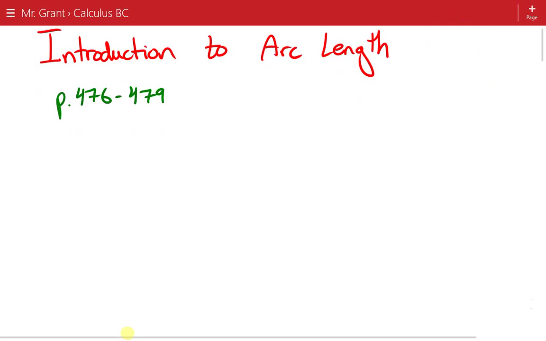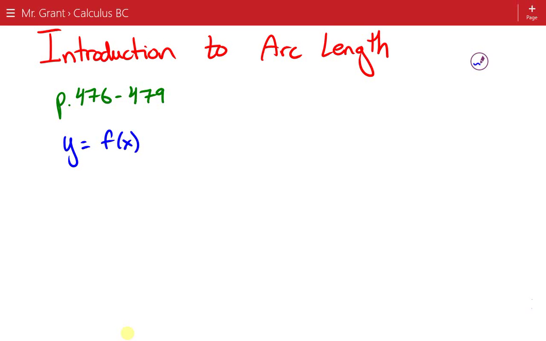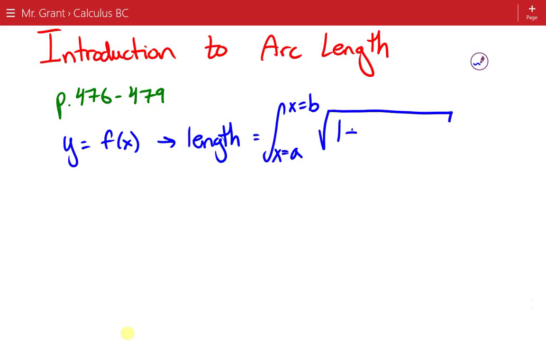It says to find the length of an arc of a graph, if your formula is in the form y equals f of x, so y equals some sort of formula with x in it, then the arc length is found by doing the integral from x equals a to x equals b, so from the left side to the right side of the arc, of the square root of 1 plus whatever your function is, take the derivative of that function, and then square it, and take that integral with respect to x.